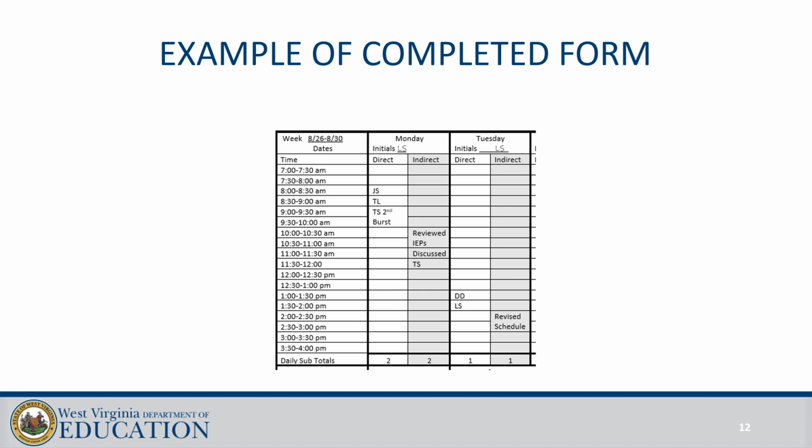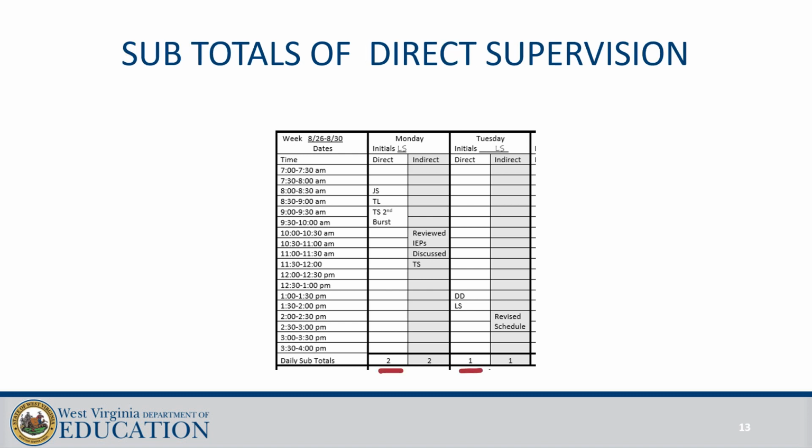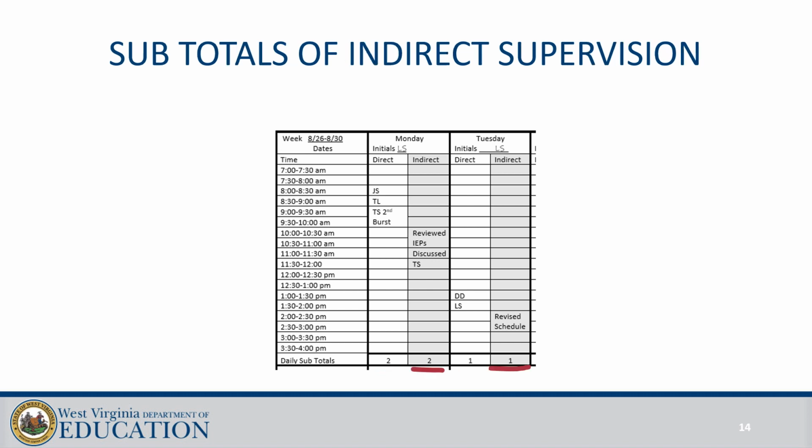As you can see, the amount of time spent on direct and indirect supervision is totaled at the bottom of each column. Direct supervision subtotals are recorded in the direct columns. As you can see, Monday had 2 hours of direct supervision and Tuesday had 1 hour of direct supervision. And the indirect supervision subtotals are listed in the shaded columns.